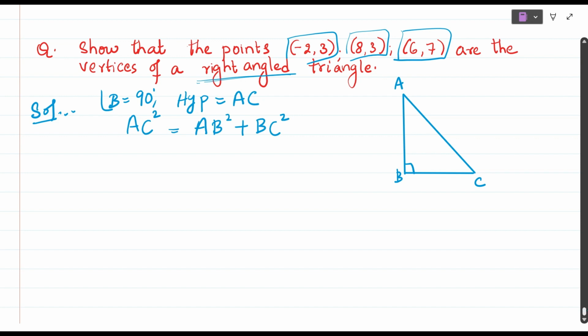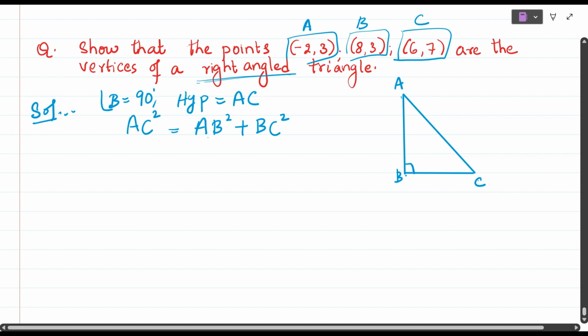Now what we have to do? AC means the distance between A and C, AB means the distance between A and B, and BC means the distance between B and C. So let us find out the coordinates. Let us take this as A, this is B and this is C, and let us see at which vertex the right angle is. Let us find out the distances first. What is the distance formula, students? Square root of (x2 minus x1) whole square plus (y2 minus y1) whole square.